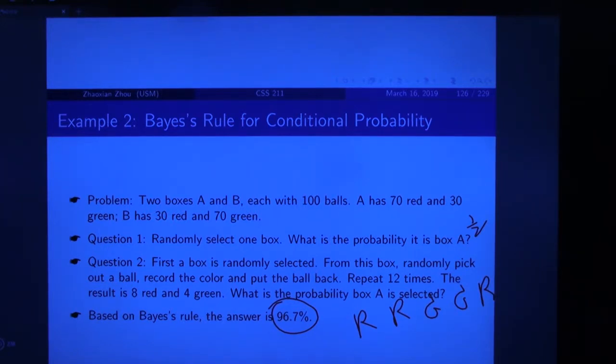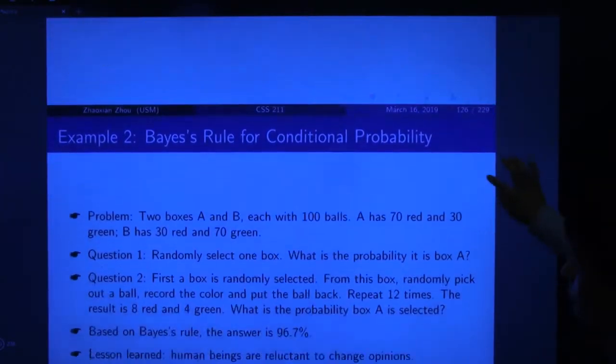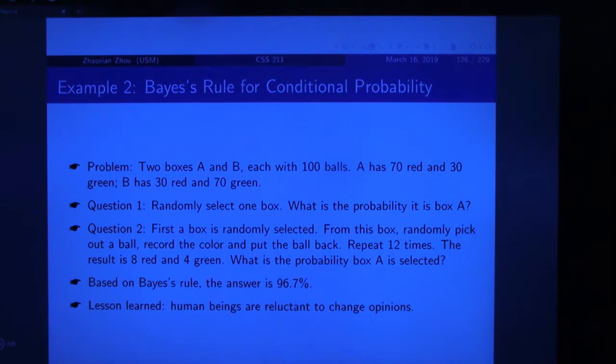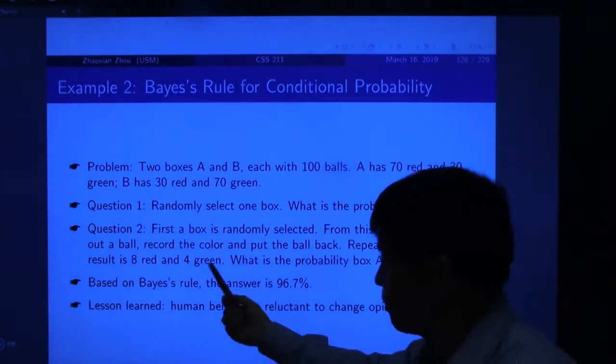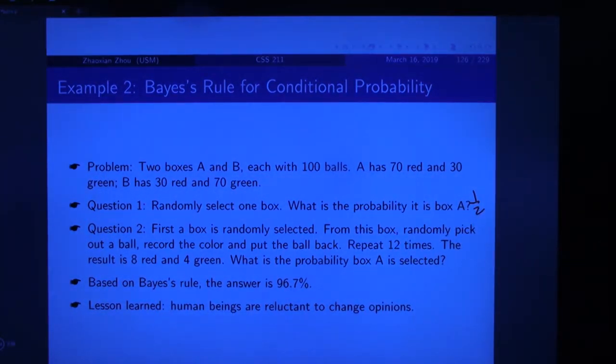So the lesson we learn is that not only you, almost everybody, human beings are reluctant to change opinions. The original opinion is 50%. But once you get the 12 balls, although you see there are more red than green, so the ratio is 8 to 4, meaning 2 to 1, a little bit more red than green.